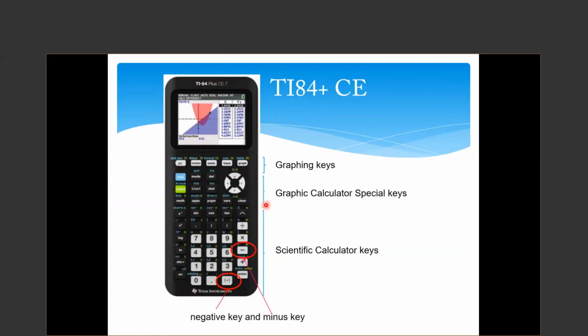Please take note, there are two special keys that I want you to take note of. One is this minus key. These are the four operations here. So this is a minus key. This is a negative key. That means, for example, if I want -2, then I key in this one. But if I want 1 minus 2, then I use this one.